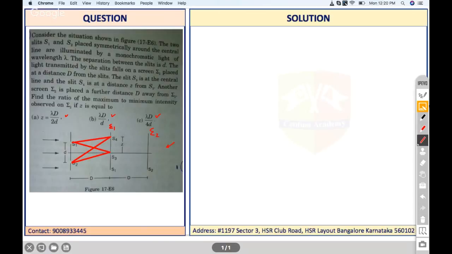Now, S3 is what? S3 is the location of the central maximum, isn't it? So at S3, the intensity, let's call it I3, will be equal to 4 times I0, because that is the location of the central maximum. Now at S4, the path difference between the two waves, this wave and that wave, will be equal to Z d by capital D. So this is the path difference.